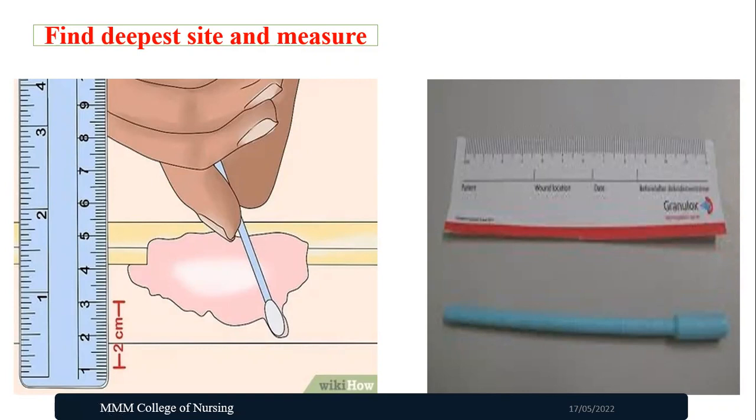How do you find the greatest depth? Place a cotton tipped applicator into the wound at the deepest point. You can mark or pinch the cotton tipped applicator at the skin level. Then you can compare that applicator to your ruler to measure the depth of the wound. So when we measure the length, width, and depth, it provides the accurate measurement of the wound volume.